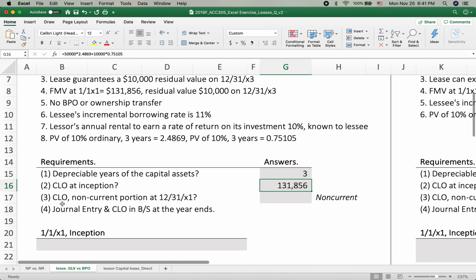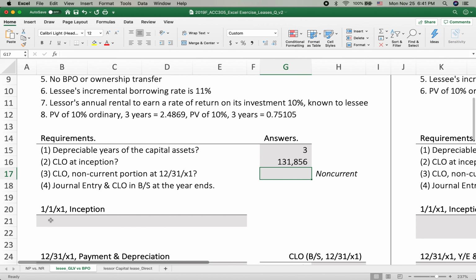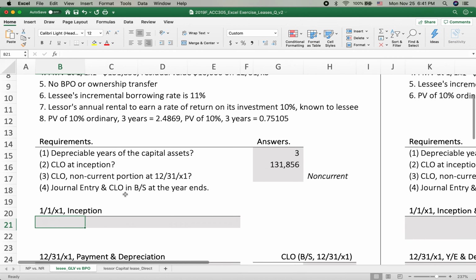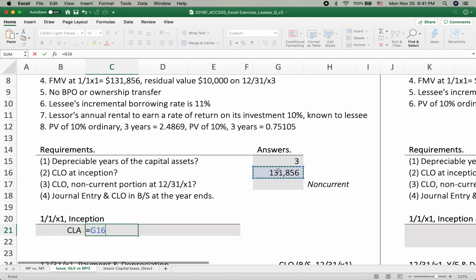Okay, then number 3, capital lease obligation, non-current portion. Oh, by the way, we cannot calculate it right away because we need to go through the journal entry. Okay, then let's start the journal entry work. January 1st, when they start this lease term, here we go. The CLA, which is the capital lease asset, the lessee should recognize on the balance sheet is this amount, which is the same value as this.